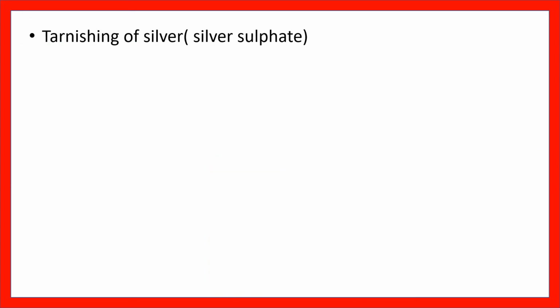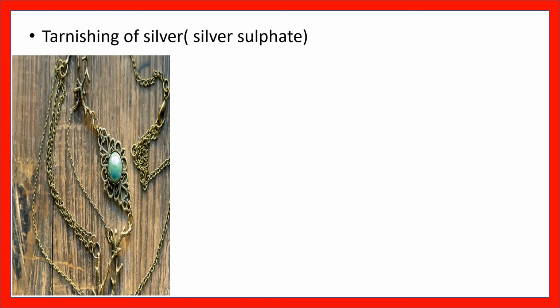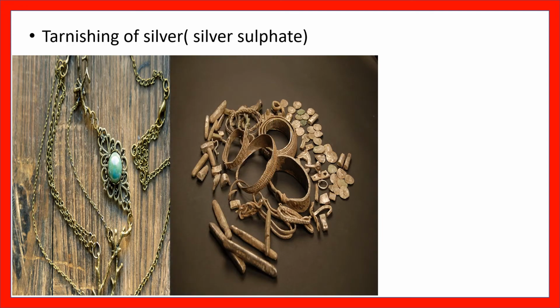Next, tarnishing of silver, formation of silver sulfate. Have you ever seen that silver items, when they are exposed to air, become blackish in color? A layer is formed on the surface of the silver items. Like this, they look.